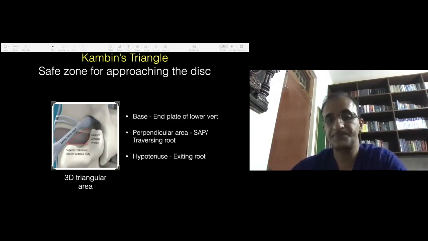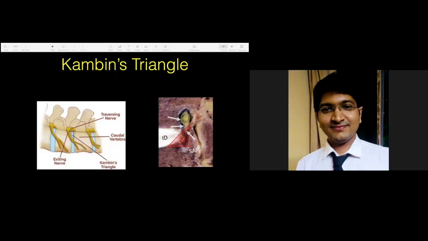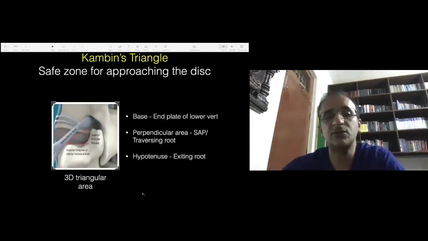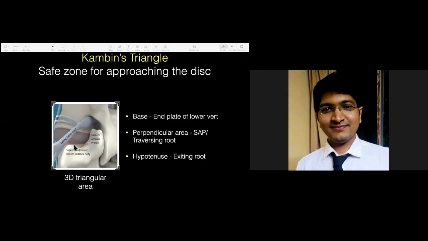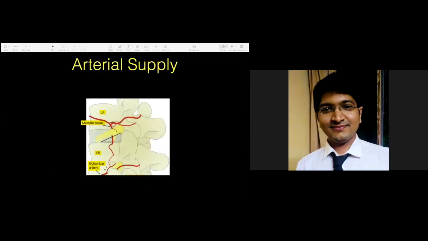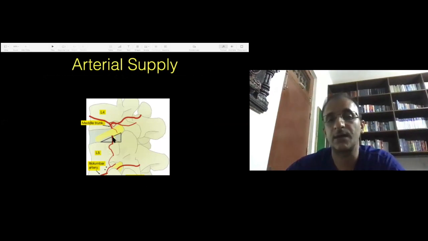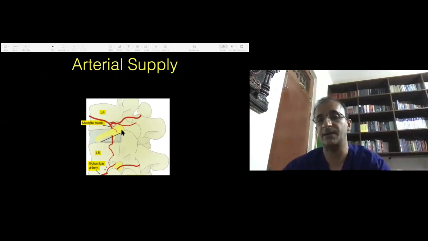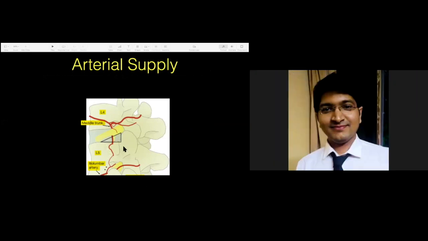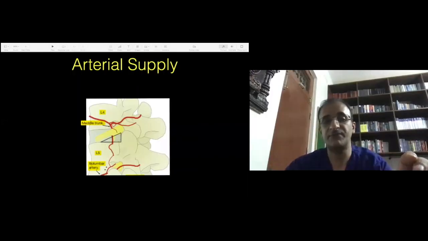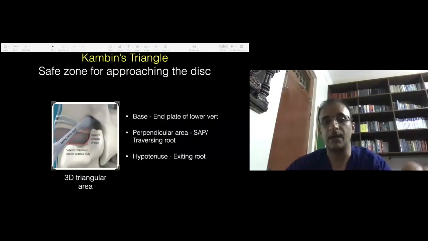Sir, where will be the artery in this diagram? Okay, so the artery would be somewhere here. Did you see here? So this is not a true lateral image. Now when we flip it, so in this, we need to stay here.